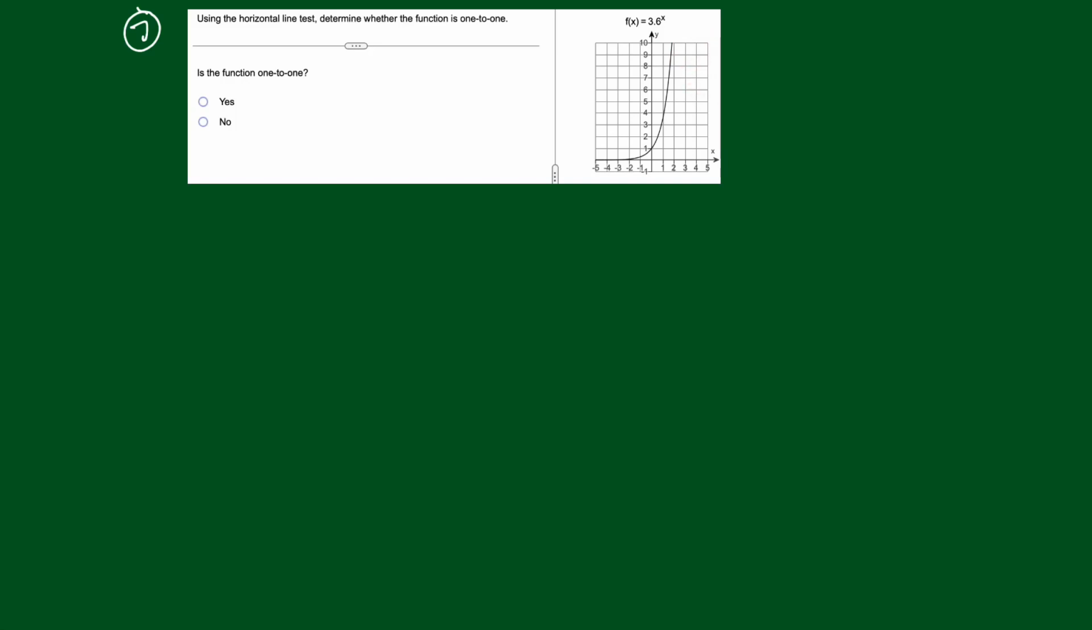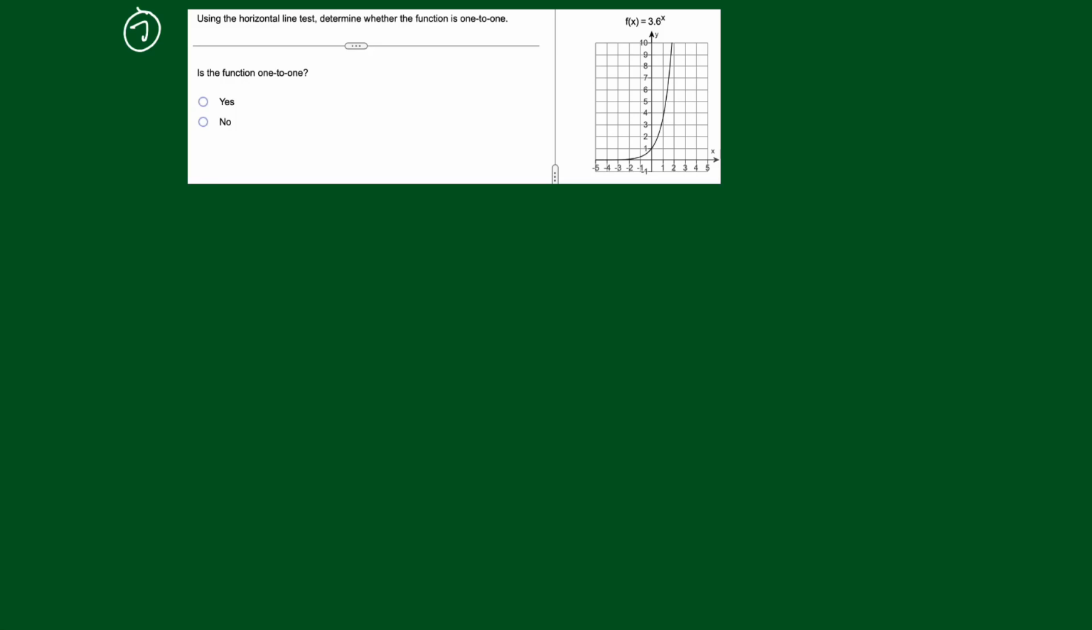I'll draw a little picture here and then I'll erase it. If it turned around like this, then if I pick that output, I could get that using two inputs, right? So one output would come from two inputs, not one-to-one. So let's get rid of that. And I'm going to say it's one-to-one because it's always increasing.